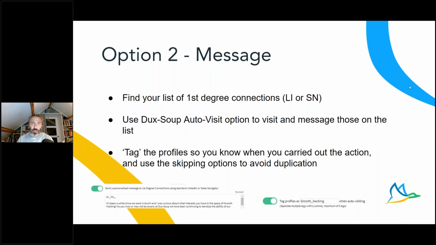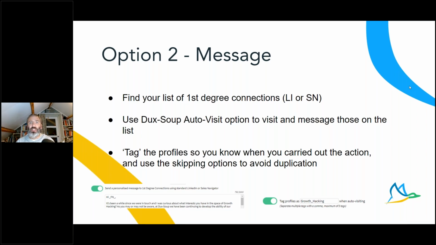Option 2, the second option, is to send a direct message. So again, we start with our list of first degree connections, and then we use the auto visit option, making sure we've got our direct message populated to our first degree connections, and then those who are on that list get that message. At the same time, we tag the profiles so you know when you carried out the action or what campaign you used or whatever your method of labeling, and then use the skipping options to make sure you don't send the same message twice to the same people.